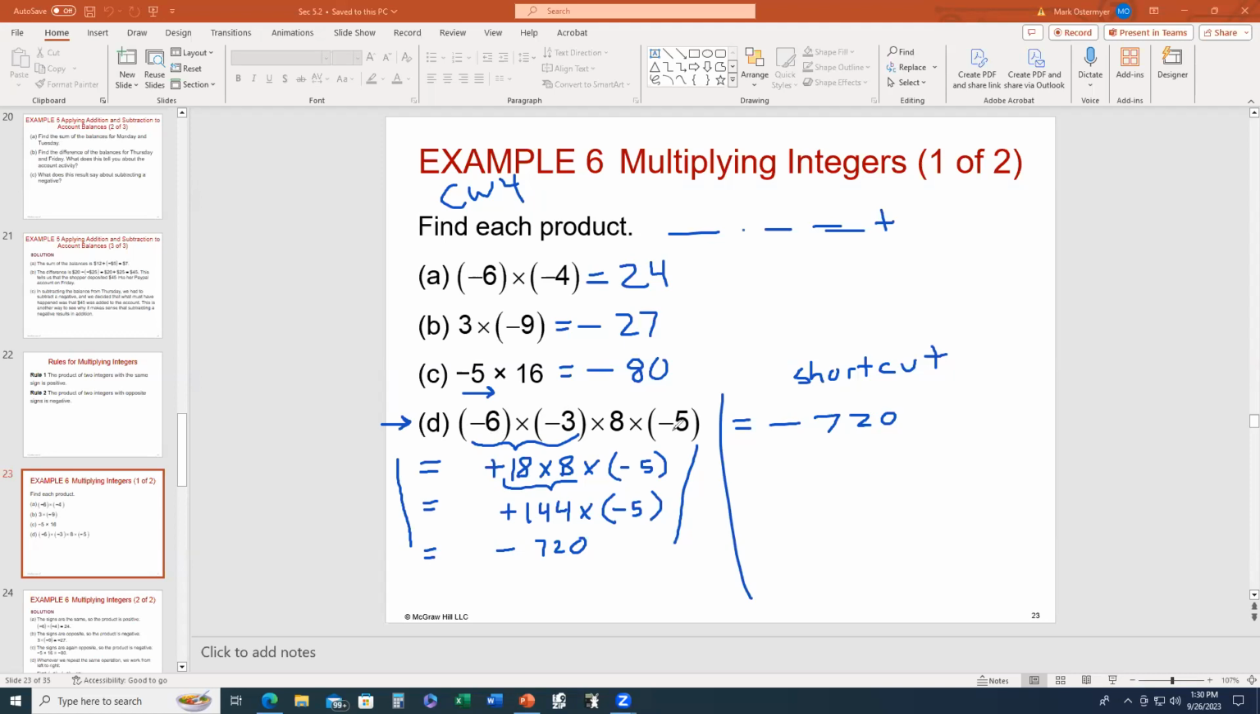An odd number of negative signs in nothing but a multiplication problem means your product will be negative. If you have an even number of negative signs in your multiplication problem, it would be positive. So this would be positive if I had 4 negative signs as opposed to 3.